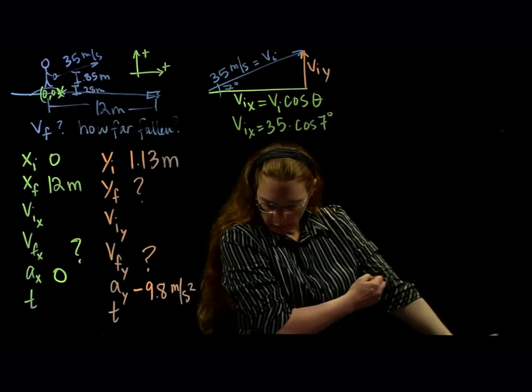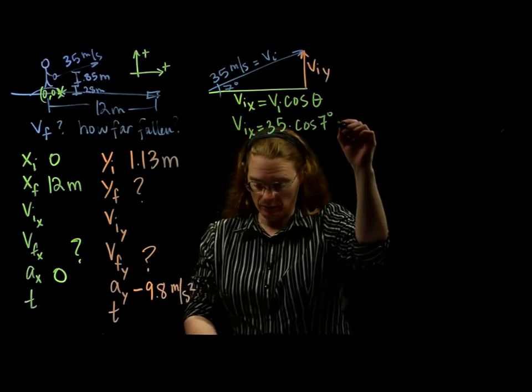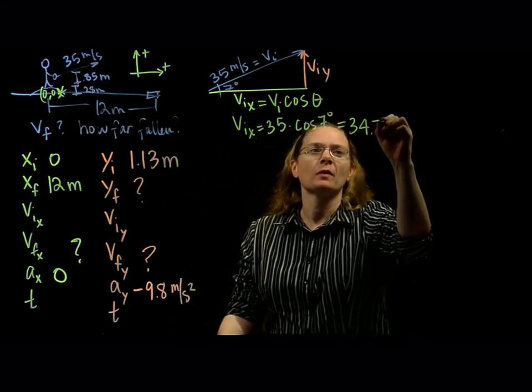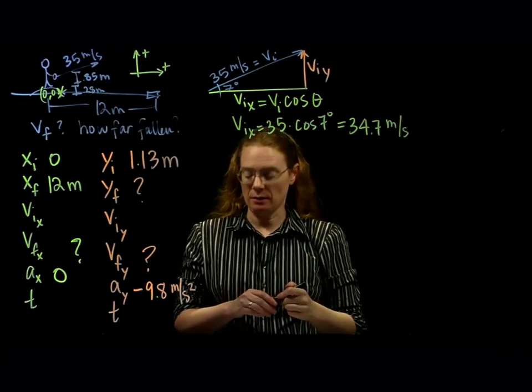All right, what do we get if we do that? It's not a very big angle, so it should be close to 35. Yep, 34.7. All right, so VIX is 34.7 meters per second.